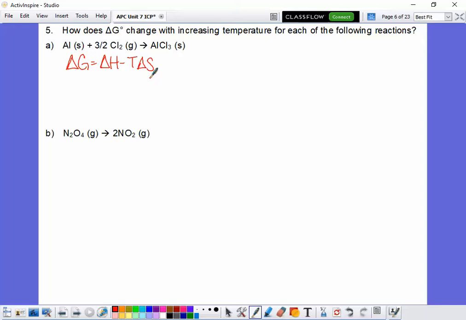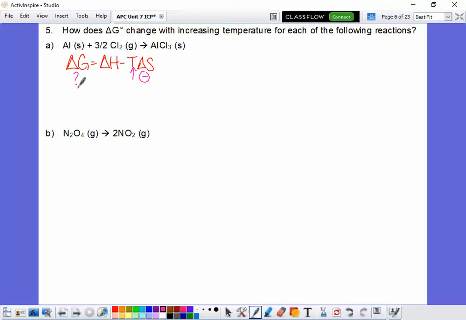It is decreasing because we are going from a solid, solid and gas to a solid. So the phases of matter show that it's becoming more ordered. Also, we have 1 and 3/2 particles on the left and then only one particle on the right, so we're decreasing the number of particles from left to right. So delta S is decreasing. What sign does delta S have when it's decreasing? Negative. And in this case, we're increasing temperature, and we're looking at how that affects delta G.